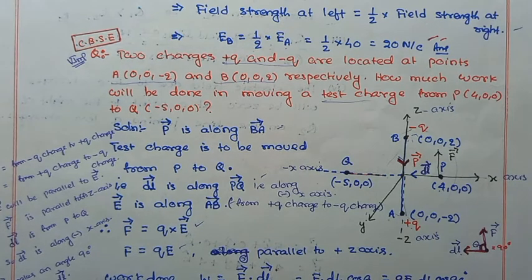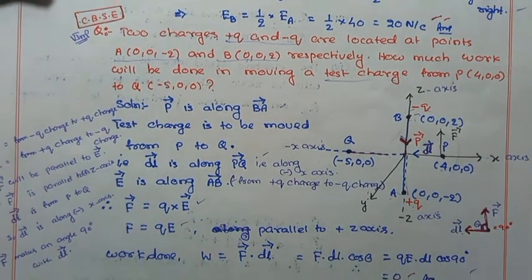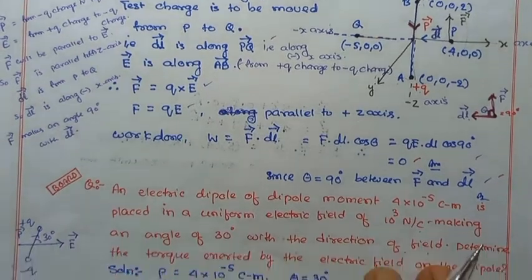So work done is equal to the dot product of force vector and distance vector, that is F vector dot dl vector, that is magnitude of F multiplied with magnitude of dl multiplied with cosine of the angle between the two. The angle is 90 degrees, so cos 90 is 0. Therefore work done is 0. Okay? One more important board question we will solve now.